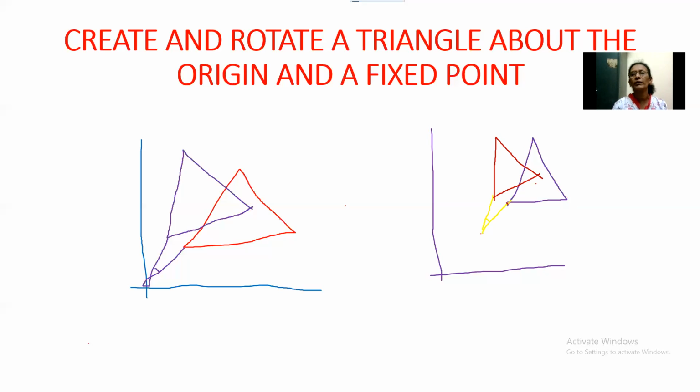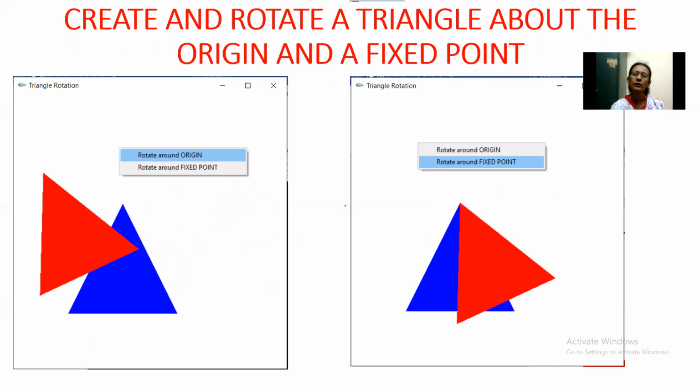Now we will see the concepts behind rotation. In our program, this is the origin, and the blue one is the original triangle. Since we have two options, we use a menu driven program, a pop-up menu. If I click on the first option, rotate about origin, then I get the red triangle, which is the blue triangle rotated about the origin.